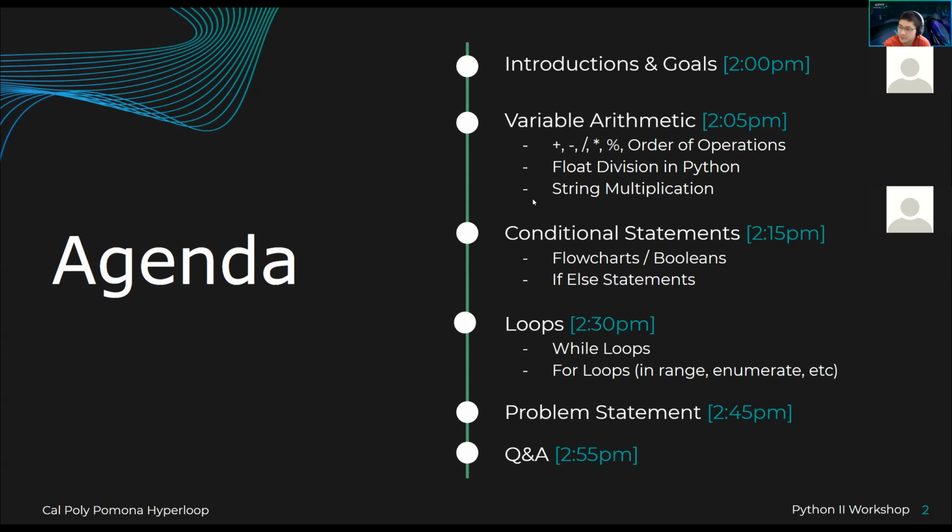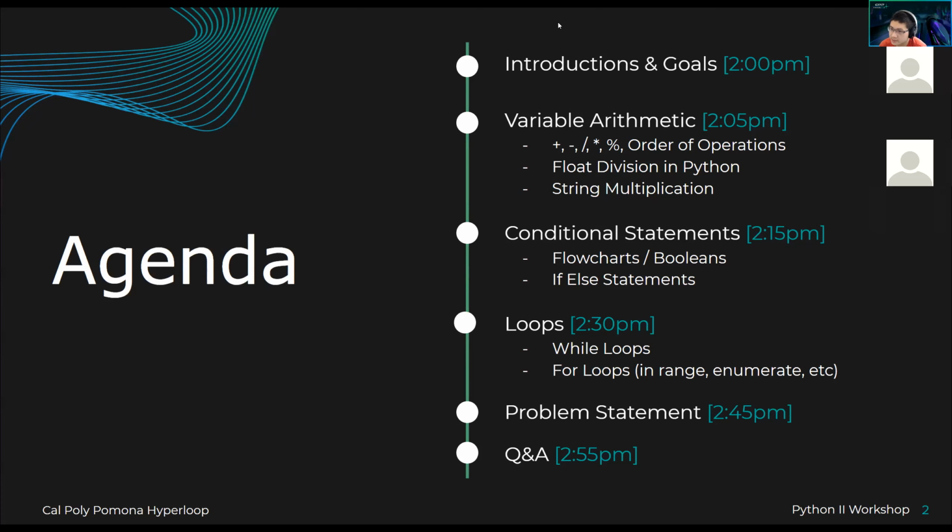Because in Python, you can multiply strings, which is very sacrilegious if you're talking about some other coding languages like C++. They don't let you do that. Then we'll move on to conditional statements and talk about flowcharts and booleans, and then if-else statements. So just the basic conditions. We'll go over that. And then we'll go over some loops. So while loops, for loops, in range, enumerate, how to loop through iterations, stuff like that.